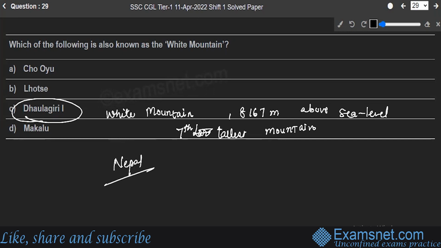A Swiss-Austrian-Nepali expedition climbed it for the first time on May 13, 1960. It is also 34 kilometers east of Annapurna.